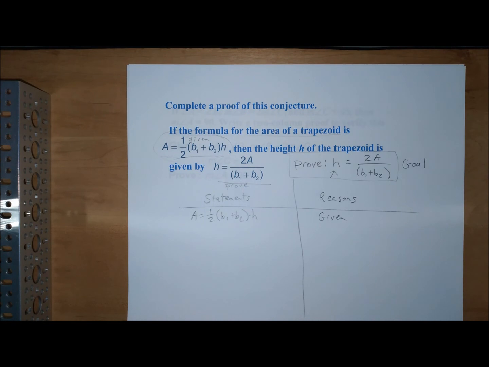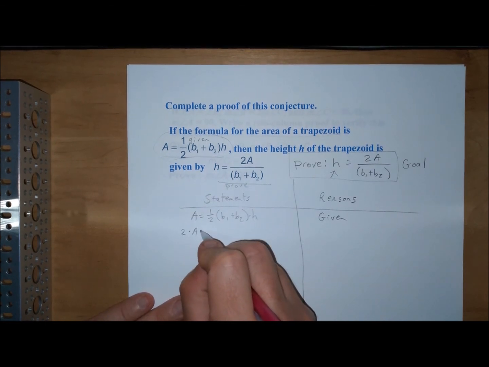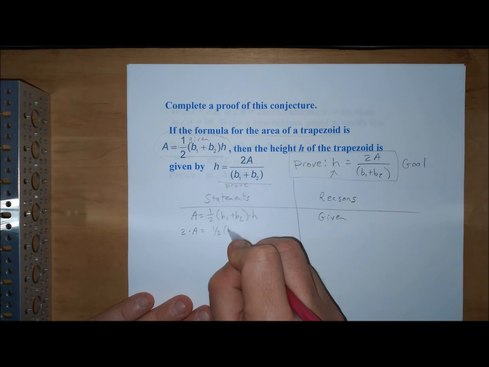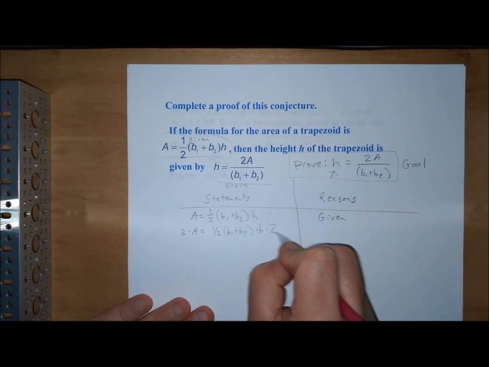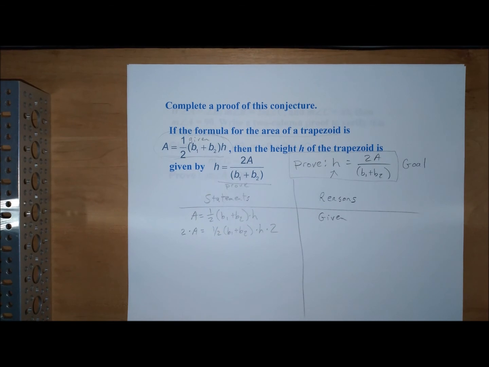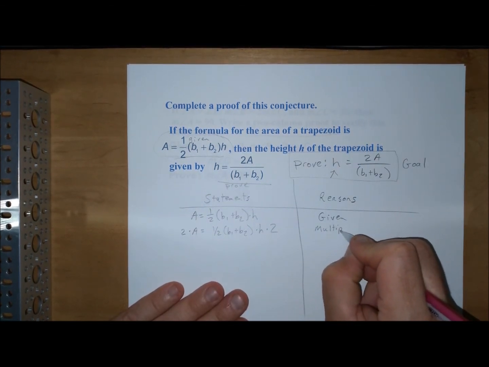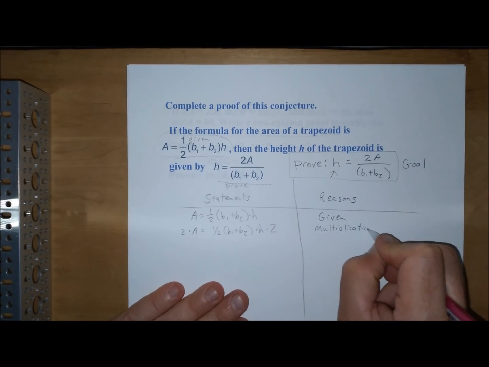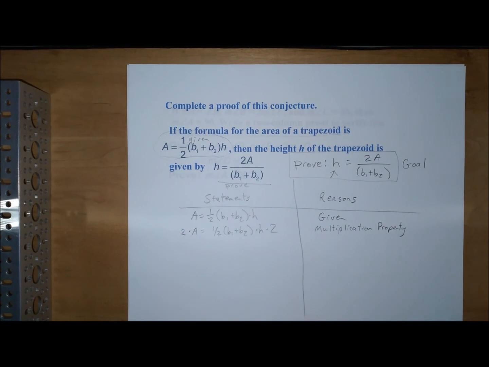First step, perhaps you might get rid of the 1/2 by multiplying both sides by 2, right? So you might say 2 times the area equals 1/2 times B1 plus B2 times H times 2, right? What did we do there? We used our multiplication property of equality. I'll just write multiplication property.